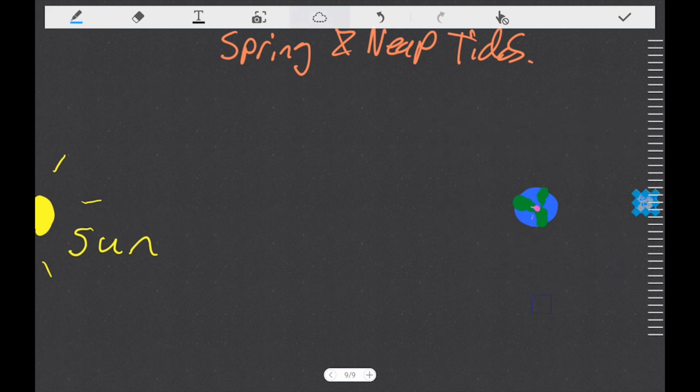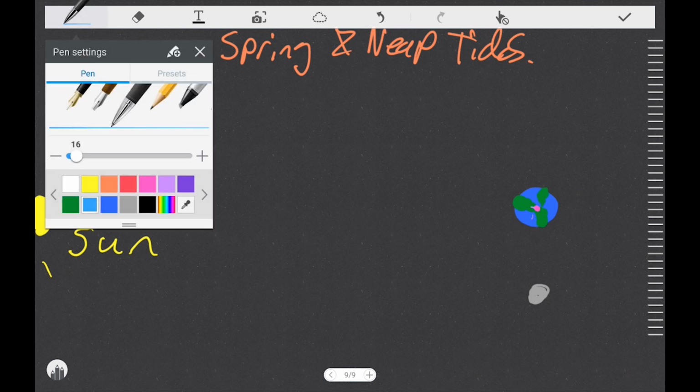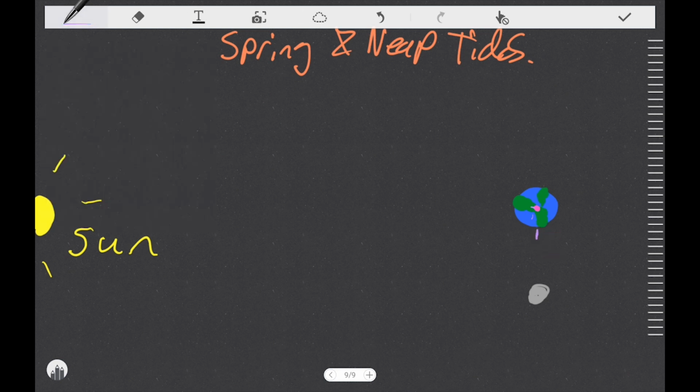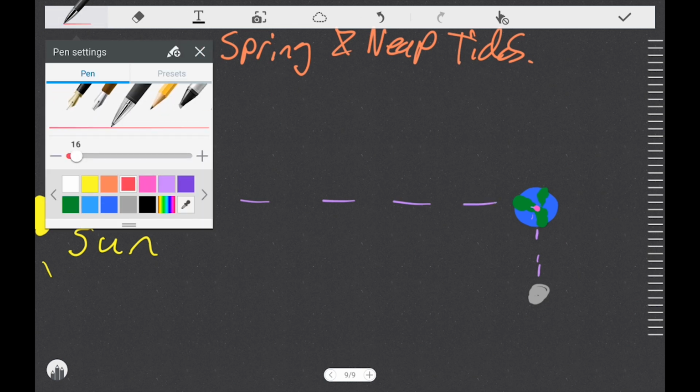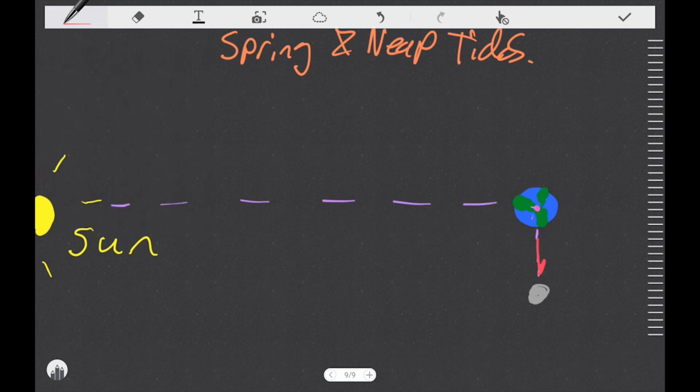The last interesting position where we can find the moon is again perpendicular to the sun, but this time on the other side of the Earth. And in this situation, we end up with a very similar set of forces to what we had in our second interesting position.